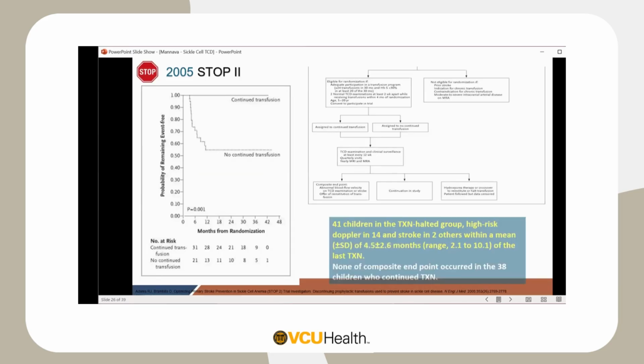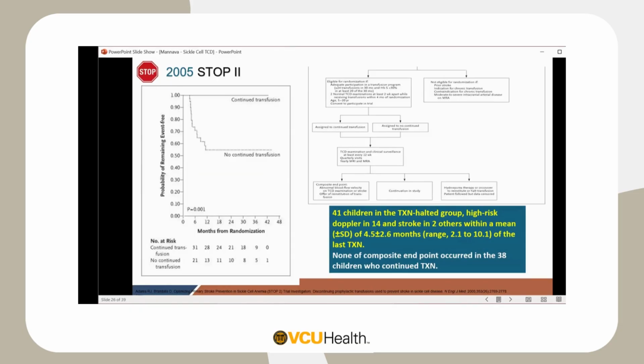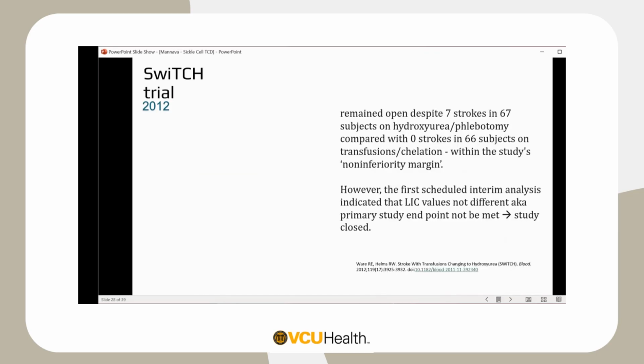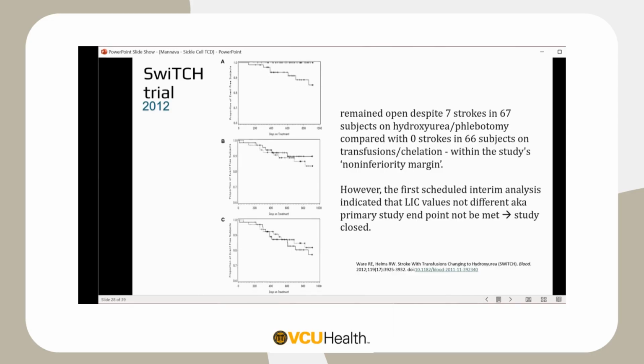So what do we do after we start transfusion? Well, they studied that as well. What they found is that in patients who halted transfusion, high-risk Doppler features occurred and stroke occurred. And in the patients who didn't stop transfusion as a follow-up to the STOP trial, none of them had these high-risk features or stroke. The SWiTCH trial was developed to see, okay, if we take those patients and look at hydroxyurea and phlebotomy, will that help us? What they found was that 7 strokes occurred in the hydroxyurea and phlebotomy group, but 0 strokes occurred in the transfusion group. They also found that in the interim analysis, the liver iron concentrations did not really have a dramatic difference. So that really didn't meet safety, and they had to close the study early.